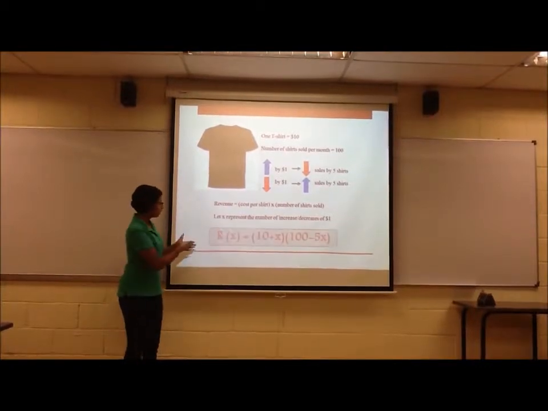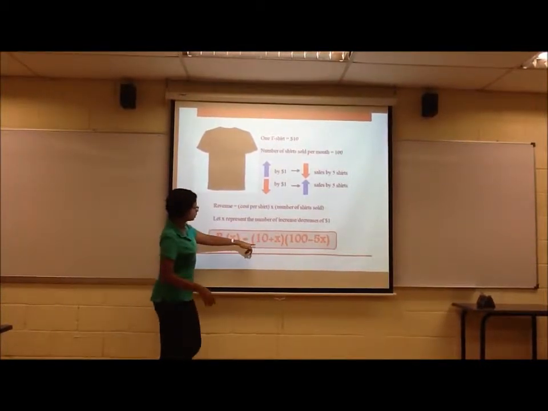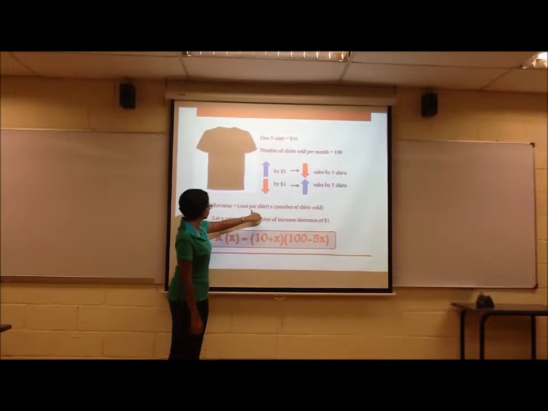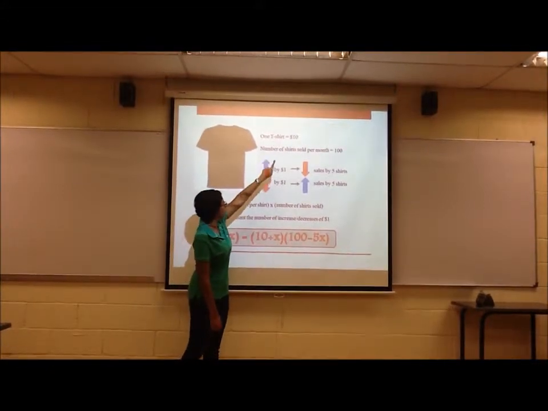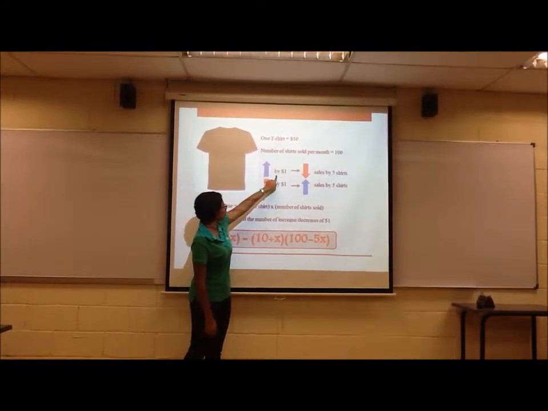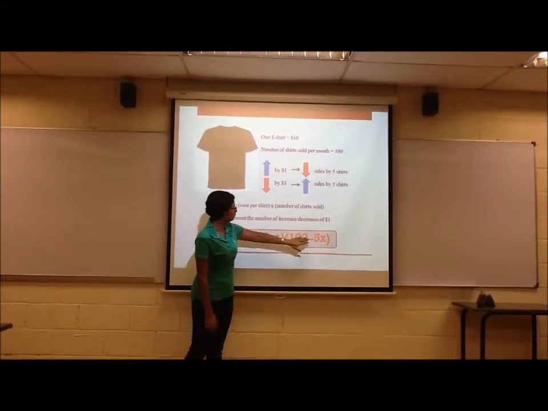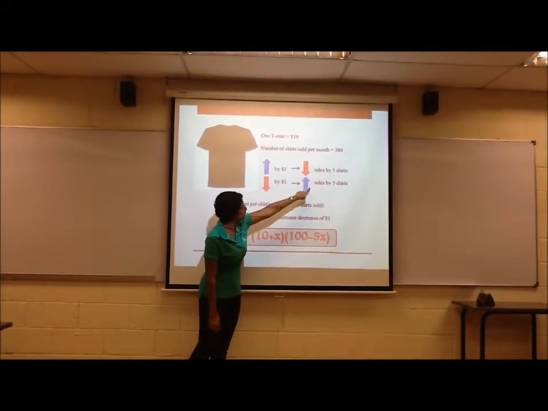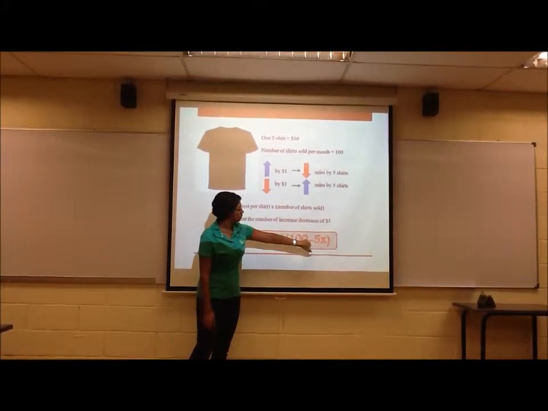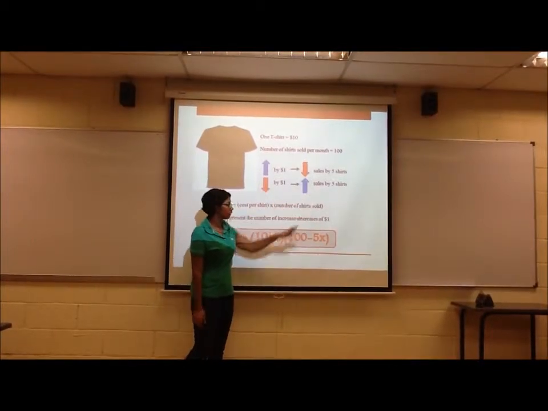That is, R(x), which is revenue, equals (10 + x), which represents the cost per shirt, where 10 is the original price, plus the increase of $1, times (100 - 5x), where 5 is the decrease, it is minus because it's decreased by 5 shirts.